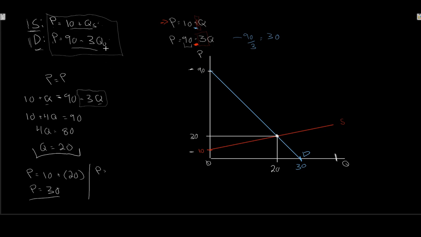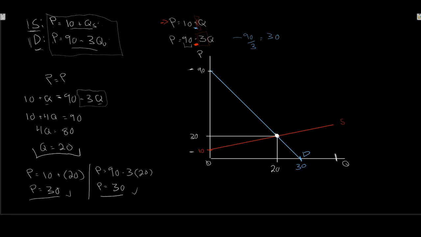Let's throw this 20 into my demand. So price equals 90 minus 3 times 20. Oh, what's 3 times 20? 60. Price equals 90 minus 60. That gives me a price of 30. So they both agree. Same supply, same demand at this point. So good. We haven't made any mistakes along the way. We've solved for equilibrium price and quantity. Awesome. Okay, we'll be doing quite a bit of this as we go through.